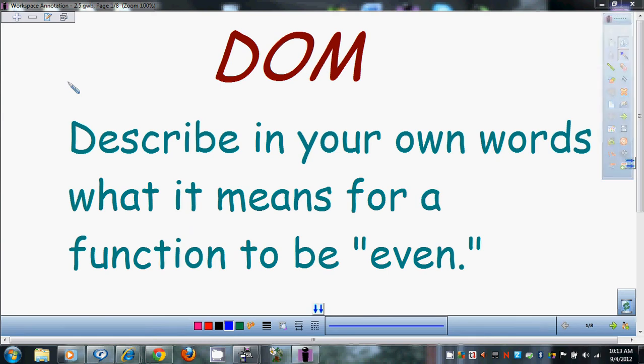Who can tell me what it means for a function to be even? Function. Yes. Close. Go on. You didn't even know what he said. What did he say? Well, yeah. All the exponents are even. That's right. And what did that mean for our functions? Anybody remember what even functions did? Yeah. That's right. Yes. They were symmetrical around the y-axis.